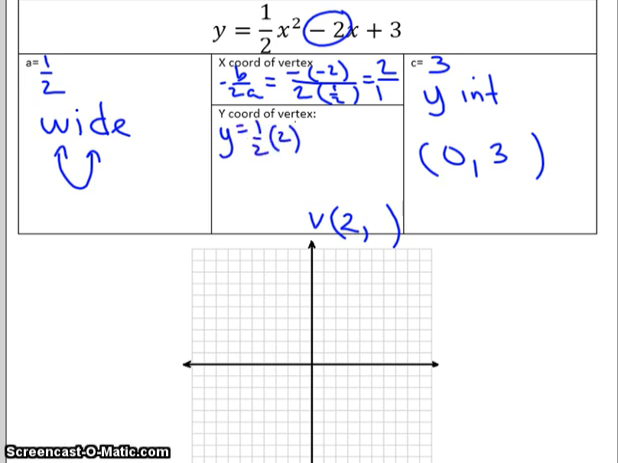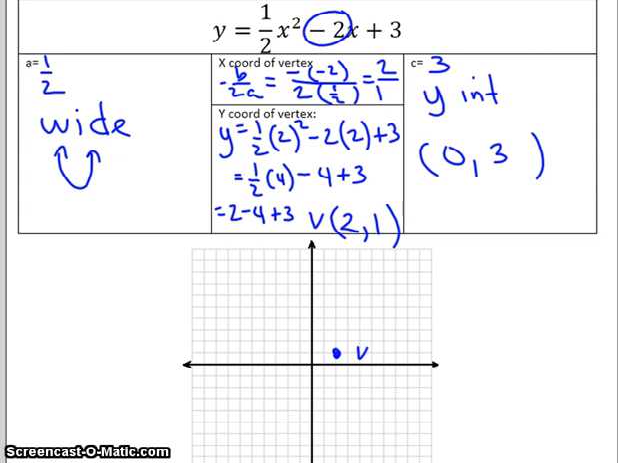That's 1/2 times 2 squared minus 2 times 2 plus 3. Order of operations, we must square the 2 first. So that's 1/2 times 4 minus 4 plus 3. And this simplifies into 2 minus 4 plus 3. Let's see, that's going to be 1. So the vertex here is at 2, 1.